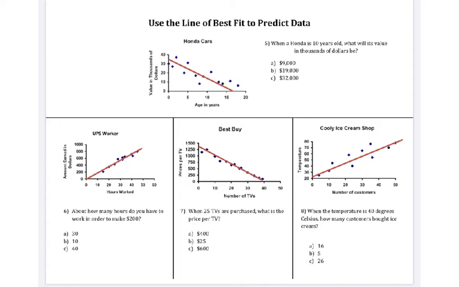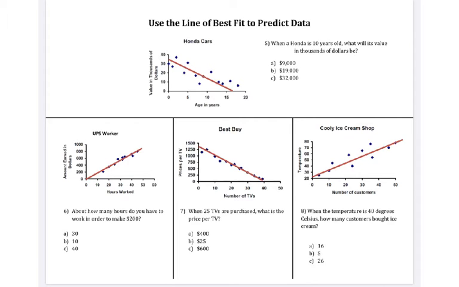Okay, so now we're going to talk a little bit more about the line of best fit. So what that means is if I were to go out and collect data, I could graph my data. So in this first example, they're talking about Honda cars. So my y-axis is their value in thousands of dollars, how much money that car is worth. And my x-axis is the age in years. Okay, so I have a car that costs money, and we're seeing how much it costs over the years.